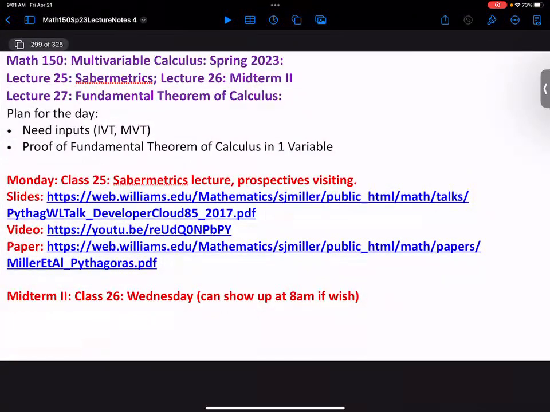Any other fundamental theorems you've heard of? So there's two you should have heard of by now.